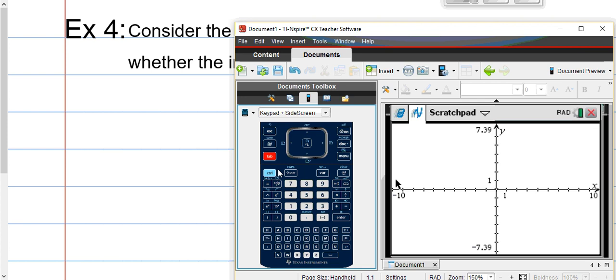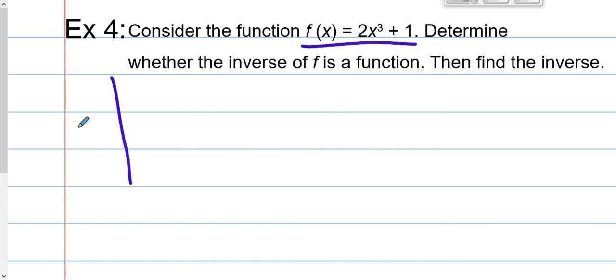We have 2x cubed plus 1. All right, so that's what our function looks like. We're just going to come over here and sketch it. I'm not even going to put any numbers on my graph. I'm just going to sketch the shape.